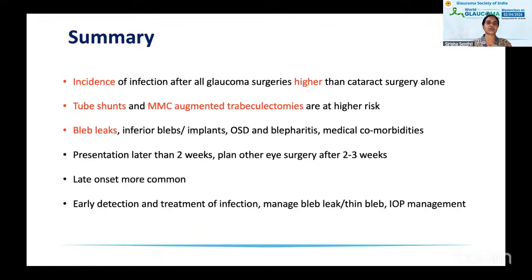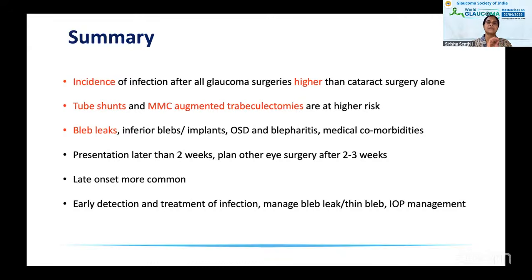Like I just mentioned, to reiterate, these infections can present as late as 2 or 3 weeks post-trabeculectomy also. So in case a second eye surgery is required, unless there is an emergency of very high IOP not getting controlled and things like that, which is a different issue, otherwise always try and defer it for 2 or 3 weeks before we take up the second eye for surgery. Late onset disease is more common and it is more difficult as well. So early detection and treatment of infection is primarily what we need to do, and that is most important.